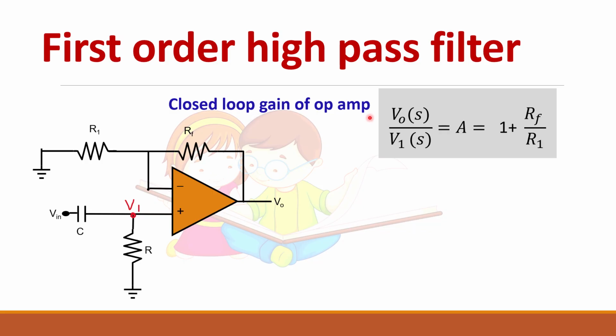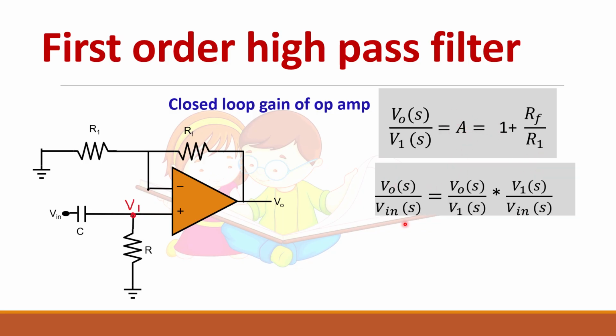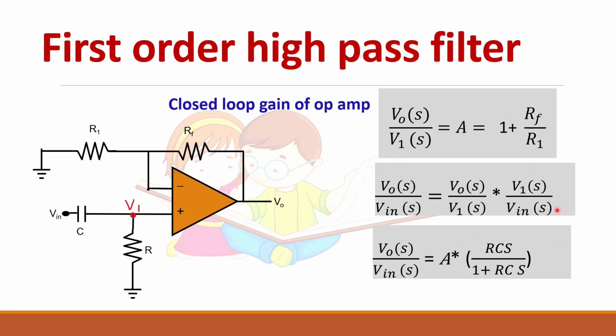Now the closed loop gain of the op-amp, we know V0 by V1 of S is equal to 1 plus RF by R1, or we can write it as A. So V0 by Vin is nothing but V0 by V1 into V1 by Vin. This one is A, and this one we have already found. So substitute A into whatever we have found here. So this is V0 by Vin.